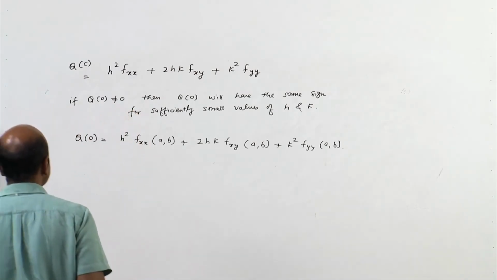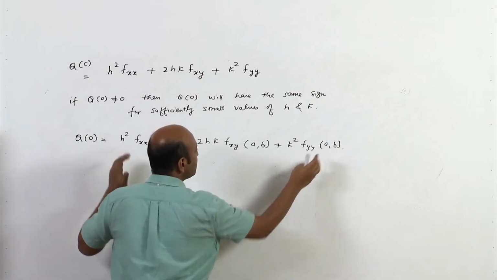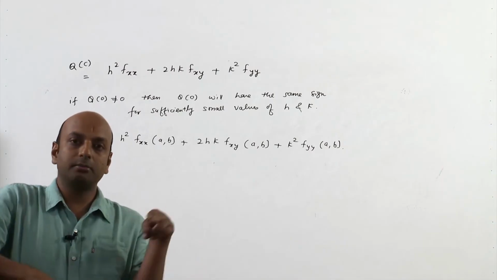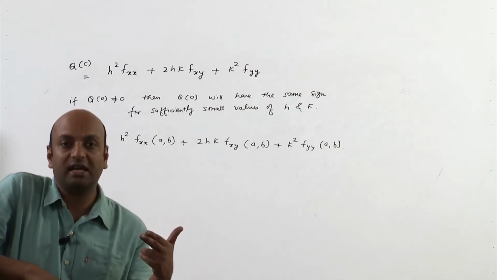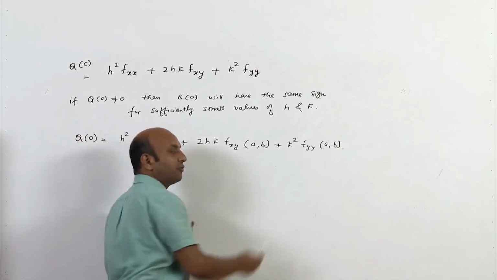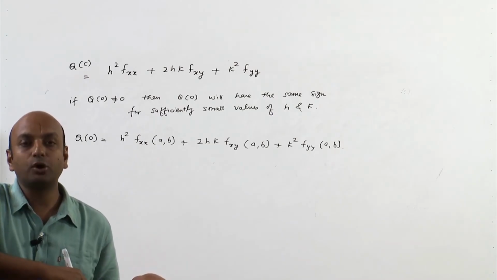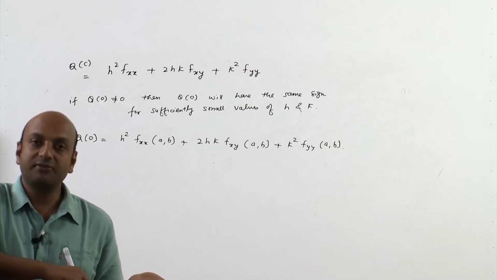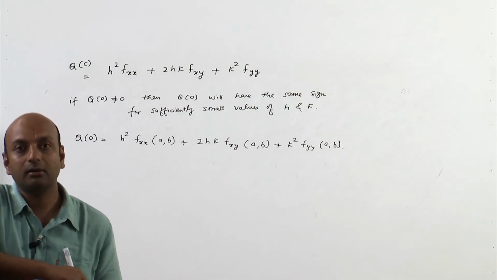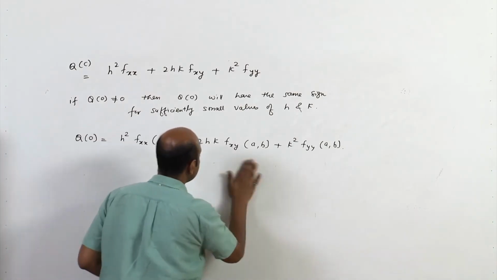Now, we will simply see the sign of this expression. If the sign of this expression is positive for small values of h and k, then this means (a, b) is a point of local minima. If this is negative, this means (a, b) is a point of local maxima. So, now let us find out the sign of this. How can we do this?